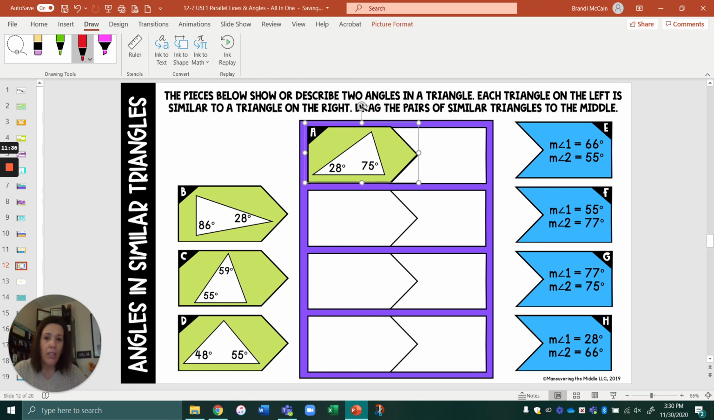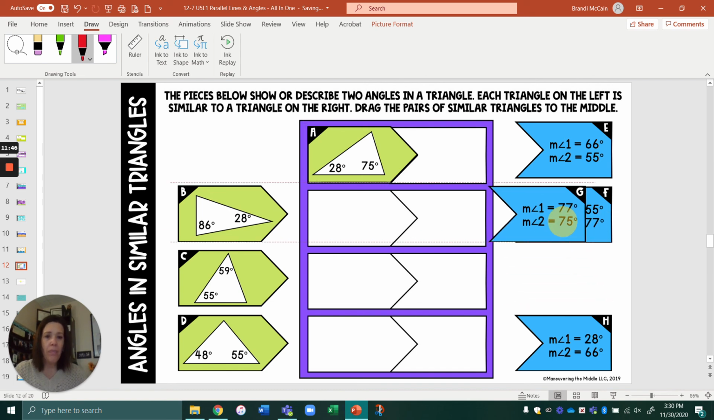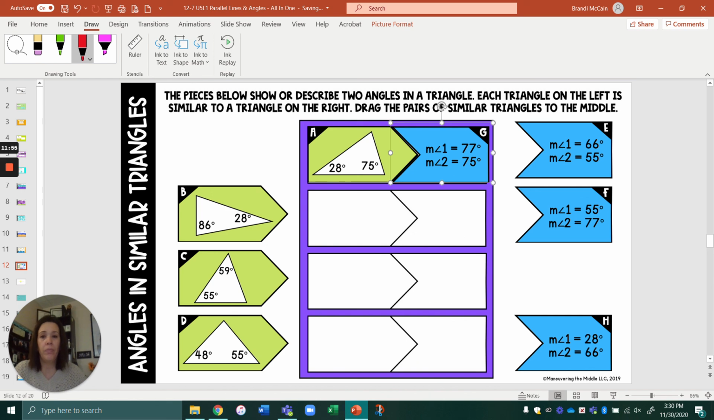Okay, so I can take 180 minus 75 minus 28, and it gives me 77. So since 77, that has to be G. Because I have a 77 here, 77 here, 75 here. If I have 2, then they're all. Okay. I hope that makes sense.